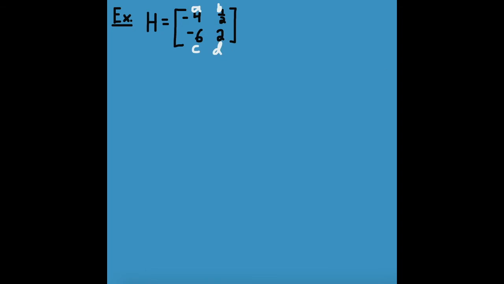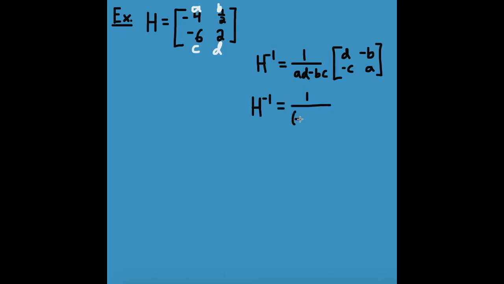So let's substitute the values for the formula. Recall that the formula is 1 over AD minus BC times D, negative B, negative C, A. So we get inverse H equals 1 over negative 4 times 2 minus 1/2 times negative 6 times the matrix 2, negative 1/2, 6, negative 4. We are just substituting the numbers in the formula.